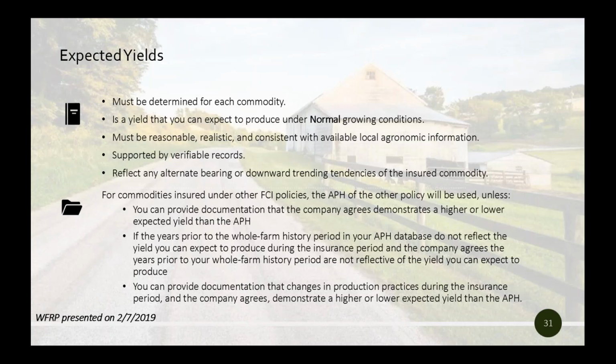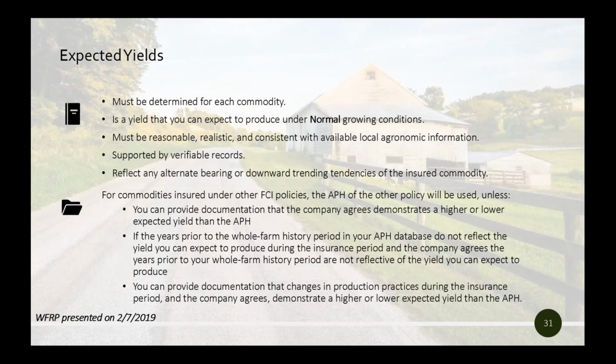And it goes a little further. If you have different types of commodities that have different yields, you probably want to list those on a different line of the farm operation report. You want to make sure that you document that it's a yield that you can expect to produce under normal growing conditions. So that's why we look at an average in your whole farm history to get an idea of what you can normally expect.